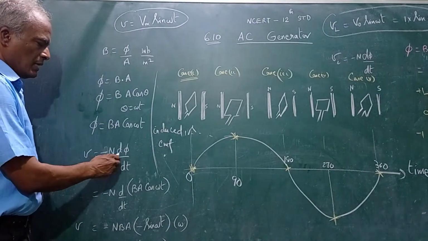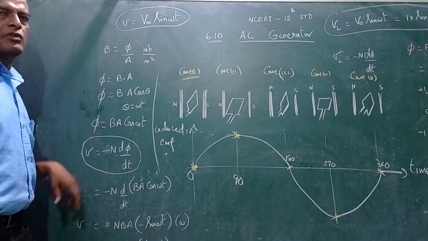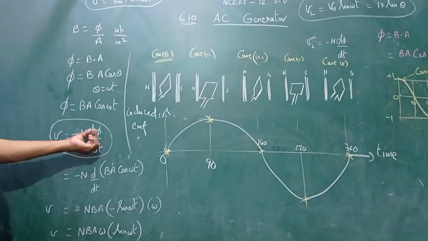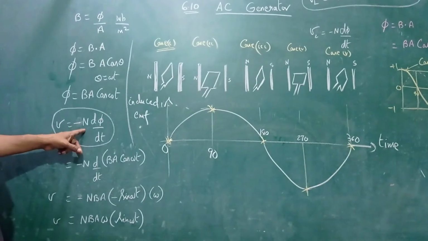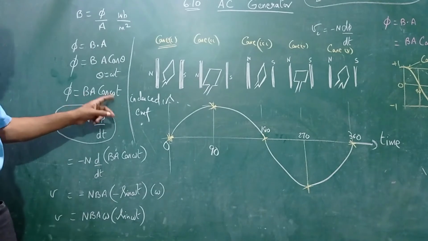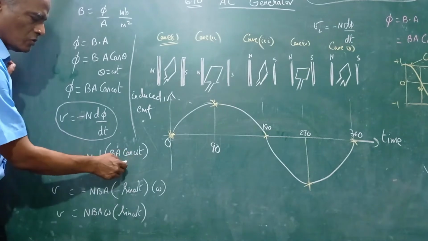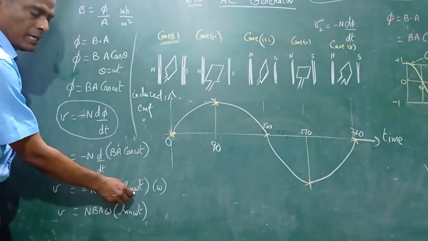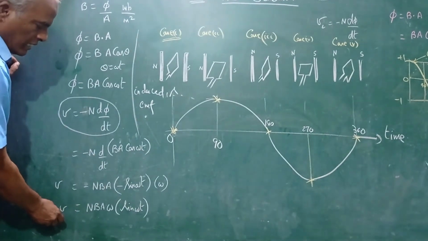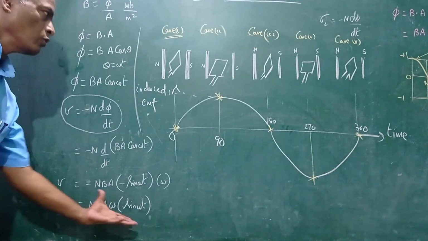V is equal to minus N d phi by dt. The voltage induced in a coil is given by V is equal to minus N d phi by dt, where N is the number of turns. Now phi is BA cos omega t. BA is constant, so it comes outside. Differentiation of cos omega t is minus sin omega t, and differentiation of omega t is omega. Therefore, the voltage induced in the coil is equal to NBA omega sin omega t.